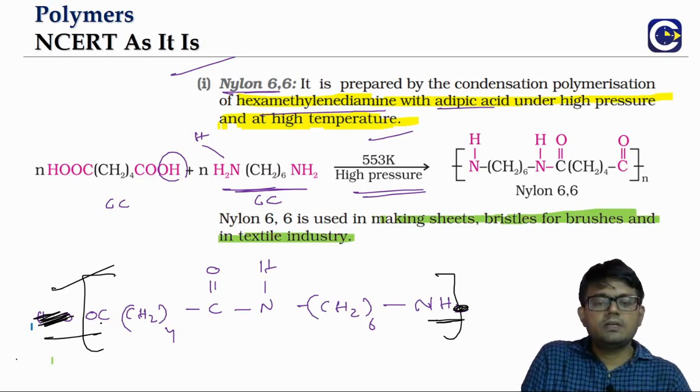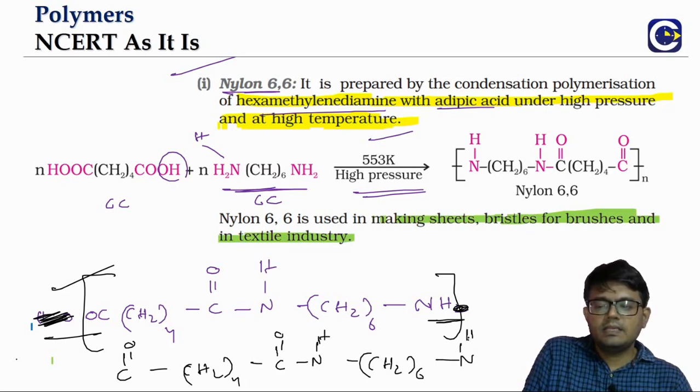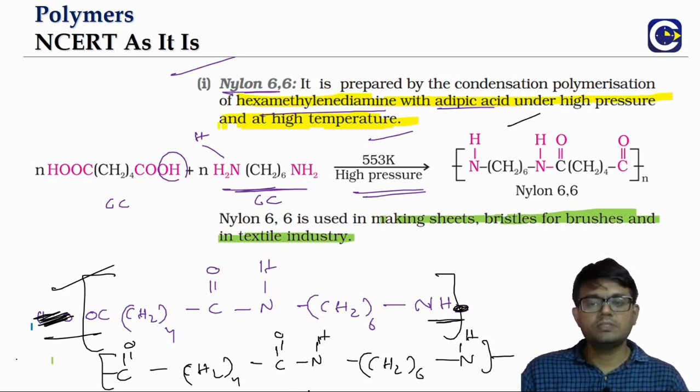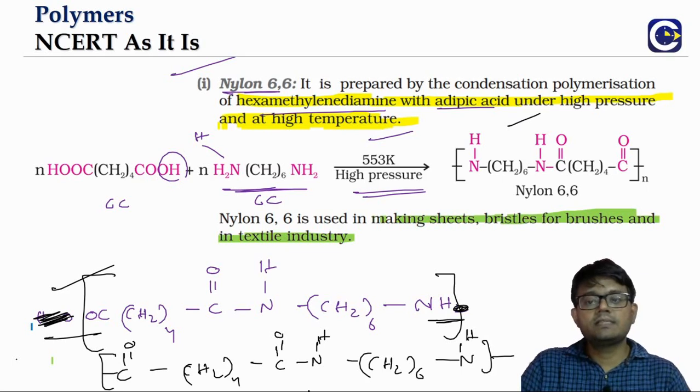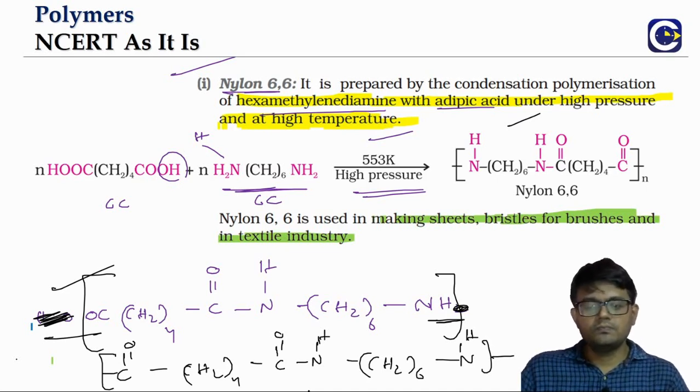So you see here, CO, CH2 four times, CONH, CH2 six times, NH. This is the repeating unit. You can write it in reverse also, starting from nitrogen. That way also you can write. So this is the structure of nylon 6,6. Again, I am saying all these structures, whether it is Dacron or nylon 6,6, will be important from the questions point of view.